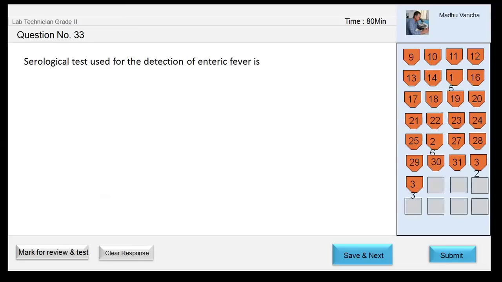Next question, serological test used for detection of enteric fever. So what is enteric fever? Simultaneous infection of typhoid and paratyphoid. Option A, VDRL test. Option B, Weil-Felix test. Option C, Paul-Bunnell test. Option D, Widal test. Here the right answer is Widal test. It is a serological test which is used to detect typhoid and paratyphoid fever.